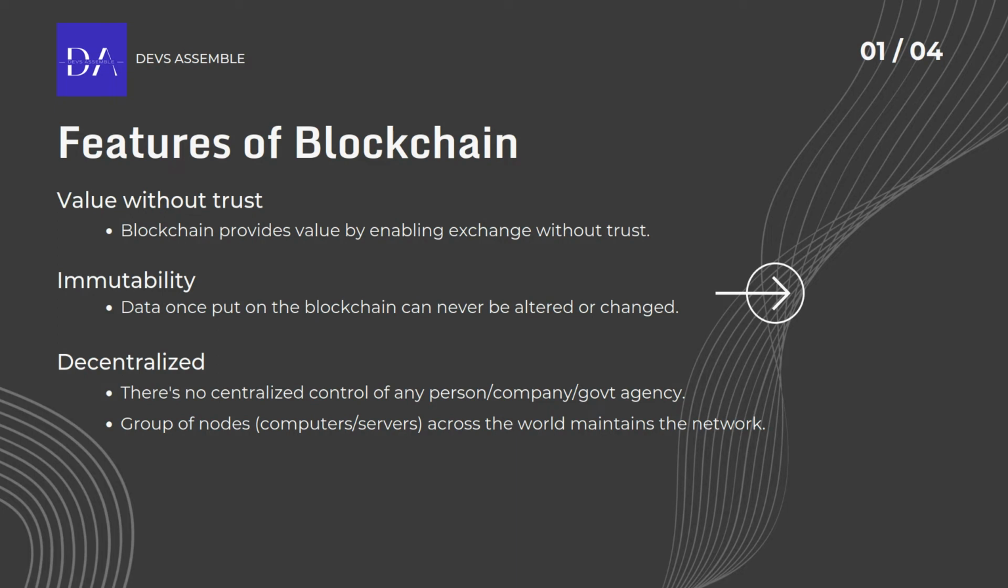Third is decentralized. The network is decentralized, meaning it doesn't have any governing authority or a single person or entity looking after the framework. Rather, a group of nodes, computers, or servers across the world maintains the network, making it decentralized.